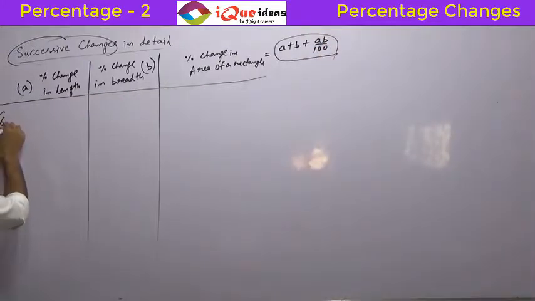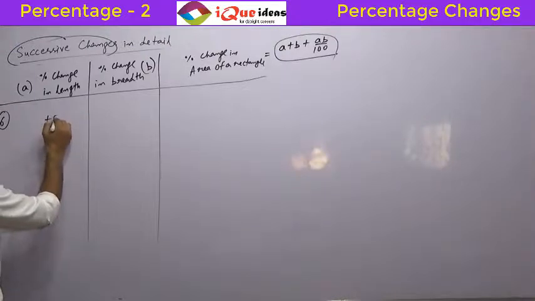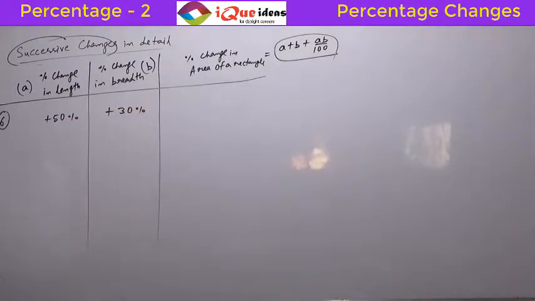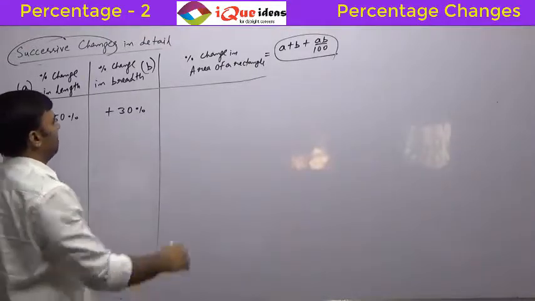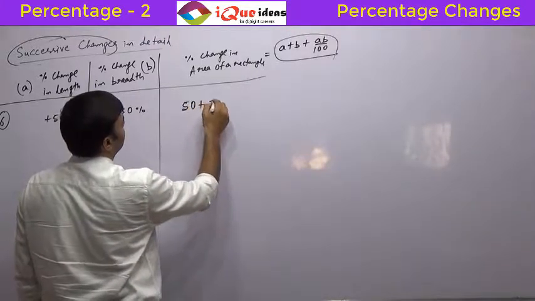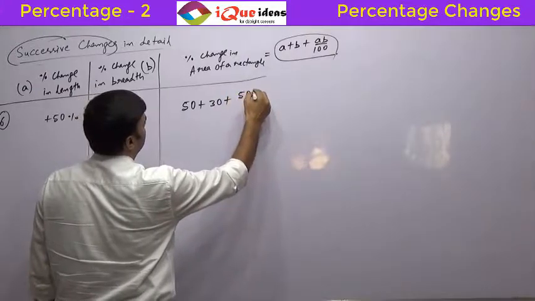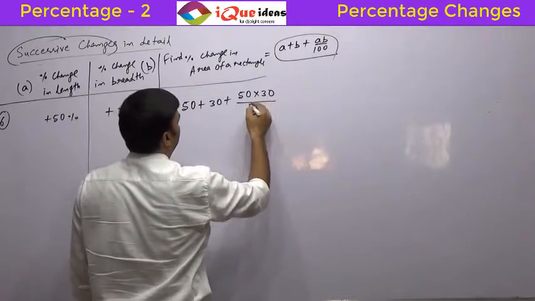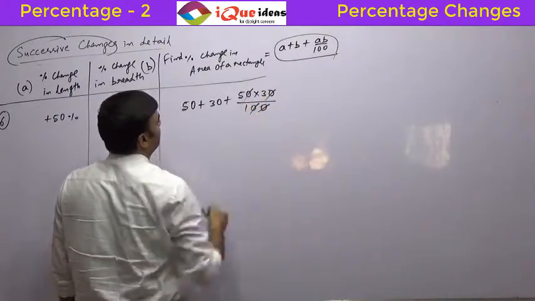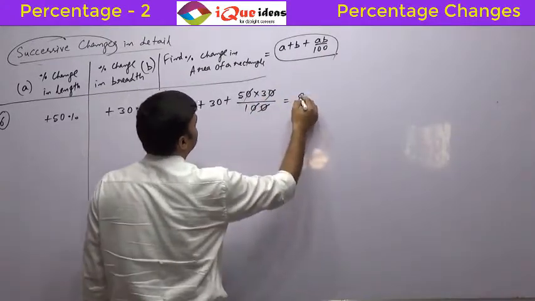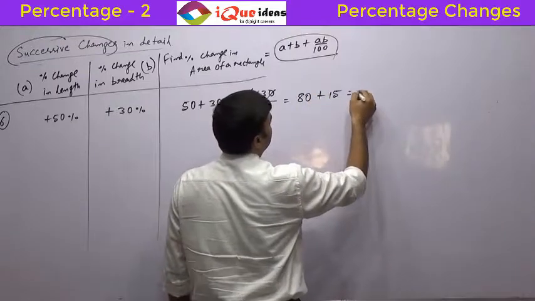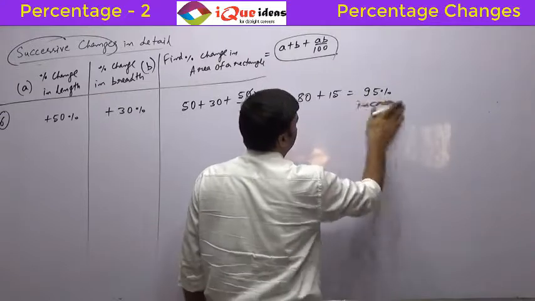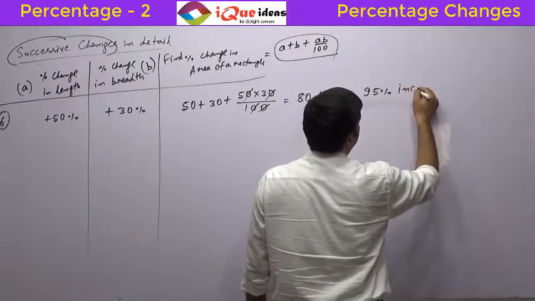So let's say question number 6. Suppose length is increased by 50%, breadth is increased by 30%. What will be the change in area of the rectangle? So it is straight away 50 plus 30 plus 50 into 30 divided by 100. So 0 and 0 are cancelled. 5 into 3 is 15. 50 plus 30 is 80 plus 15, that is 95%. So 95% increase in area.